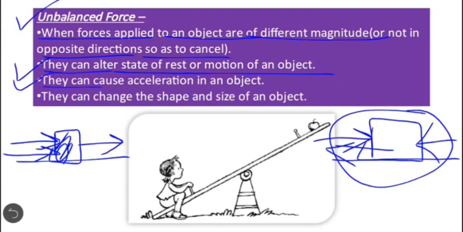Unbalanced force can cause acceleration in an object. It means unbalanced force can increase or decrease the speed or velocity of an object. Unbalanced force can also change the shape and size of an object.